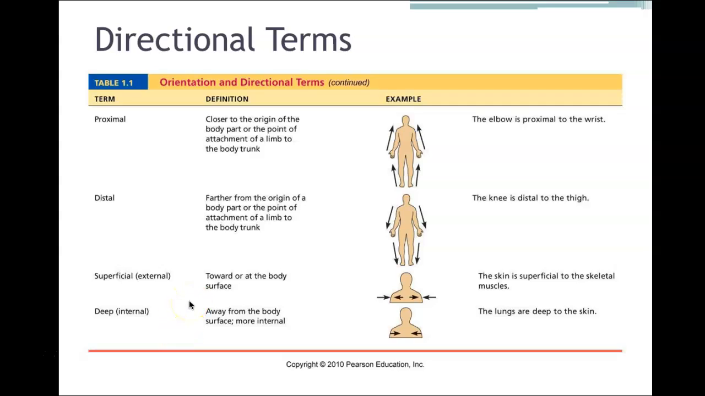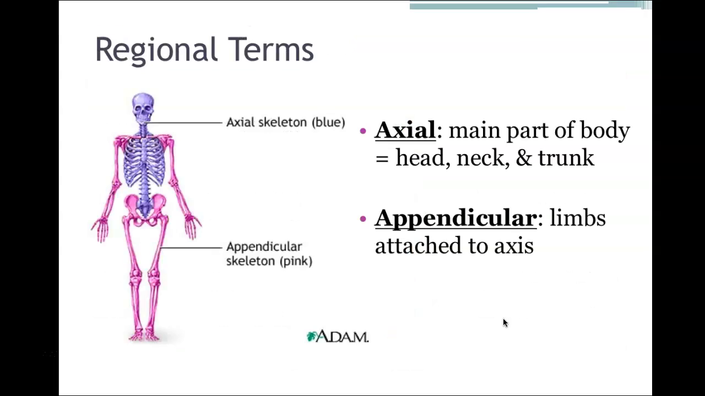Superficial just means towards or at the body's surface. So you would say that the skin is superficial to the muscles. It's more towards the surface. And then the opposite of that would be deep, away from the body surface. So you would say the skeletal muscles are deeper than the skin, or the lungs are deep to the skin. All right, so just some comparative words.